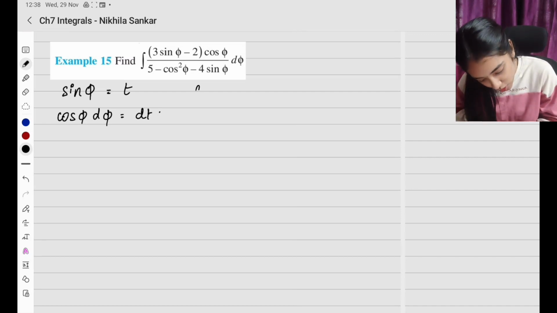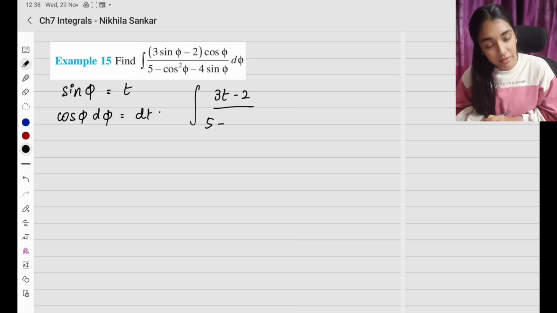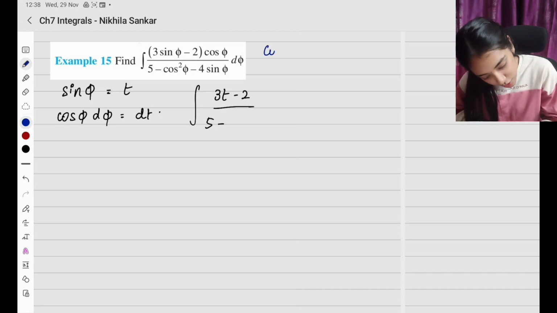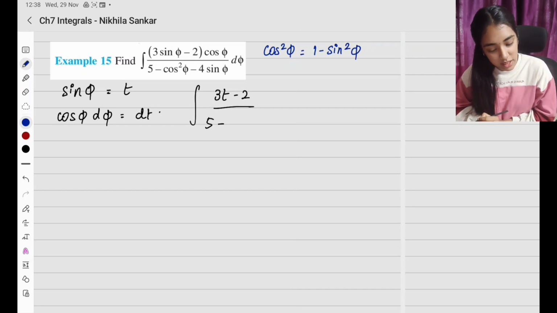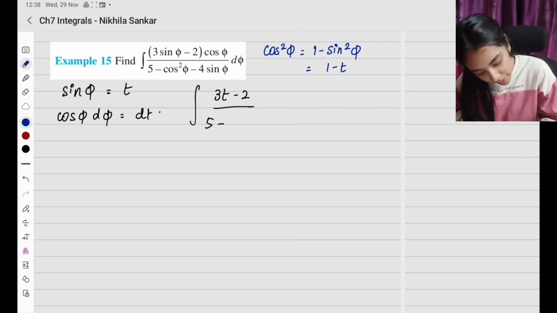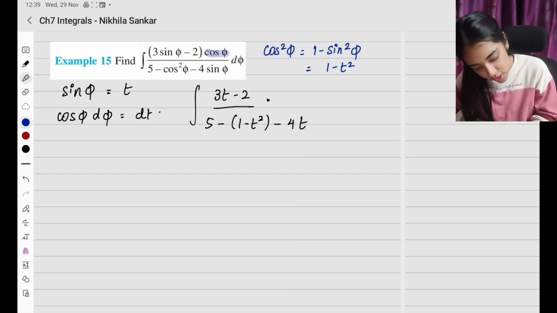So now what does the integral become? Integral of 3t minus 2 divided by 5 minus cos square phi. How can we write it? I can write it like this. So cos square phi is going to be 1 minus sin square phi. Correct? Cos square theta plus sin square theta is 1. So this is nothing but 1 minus t square. So 1 minus t square minus 4t, times, in the numerator what do I have? I have cos phi d phi. So cos phi d phi is nothing but dt.